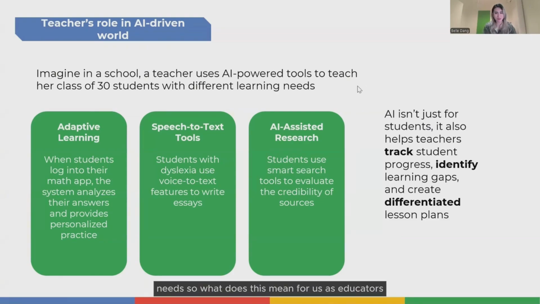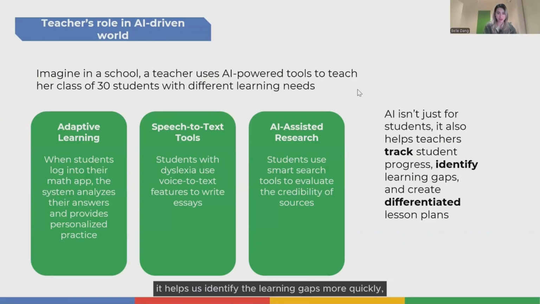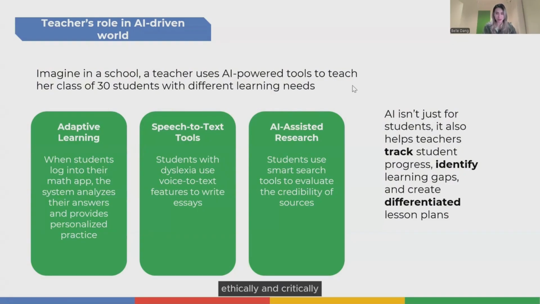So what does this mean for us as educators? It means that AI is not replacing the role of teachers, but rather is enhancing how we support our students. It's helping us identify learning gaps faster, it provides personalized instruction, and it can make education more accessible. But the most important role we play is beyond technology itself. We are here to guide students, helping them use AI wisely, ethically, and critically. AI is a powerful tool, but it still requires human judgment, creativity, and emotional intelligence, all the things that only we as educators can provide.